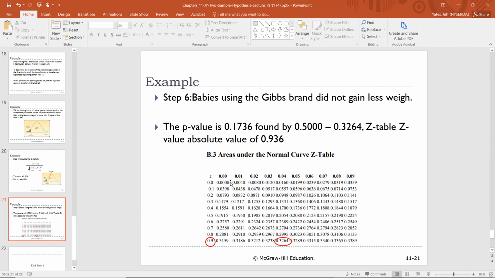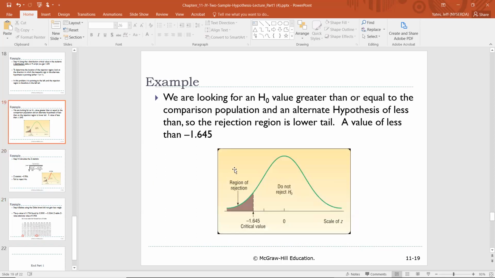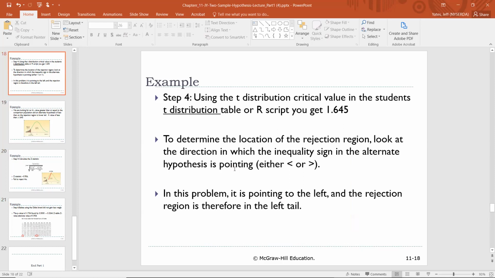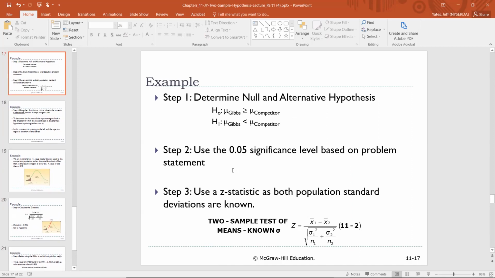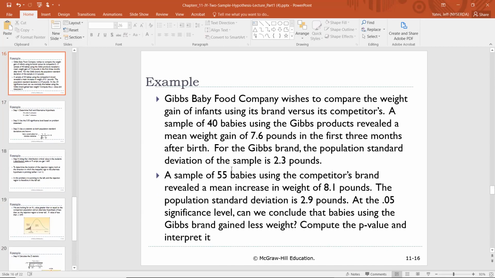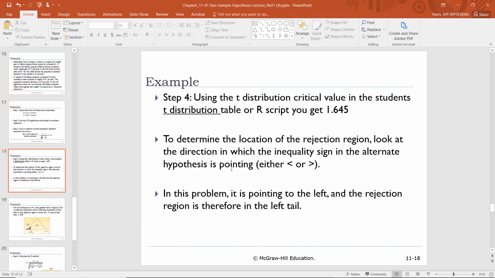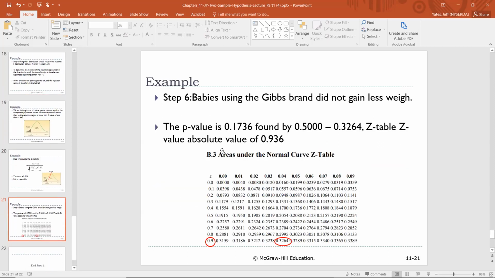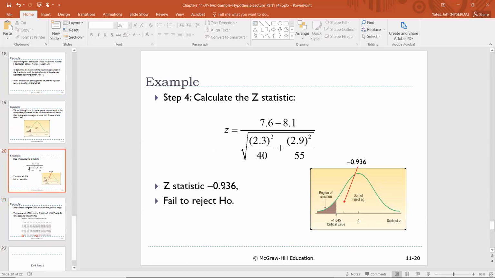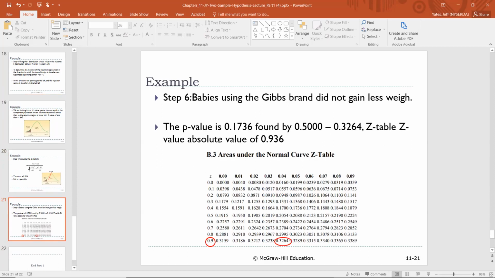All right, so the 0.1736 is above our, where are we going with it? We were at 0.01. Is that correct? Oh, no. 0.05 significance level. So we used a 0.05 significance level. Anything at 0.05 or below, we would reject H0. Anything above 0.05, we're going to fail to reject H0, which is what we're doing. And that makes a lot of sense.